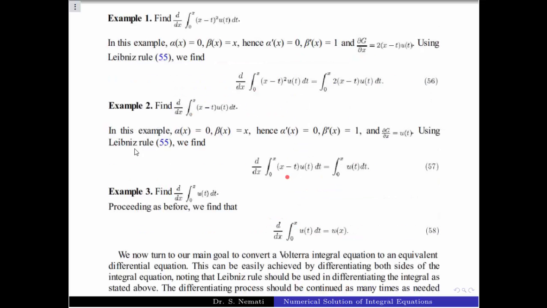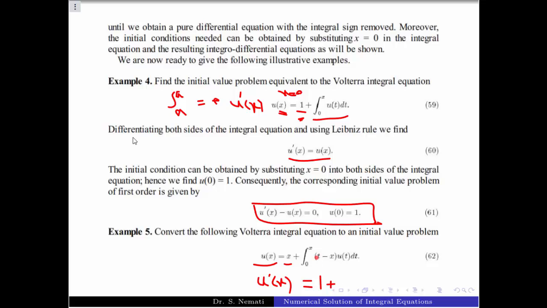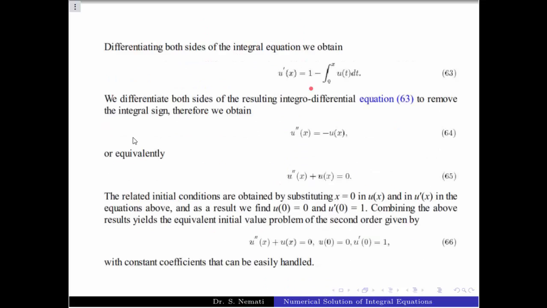And this negative sign that you see behind the integral is because here you have x minus t, but here you have t minus x. And because of this negative sign, we have a negative sign here. Okay? So by taking the derivative one time, we obtain u prime of x equals 1 minus the integral of u(t) dt.